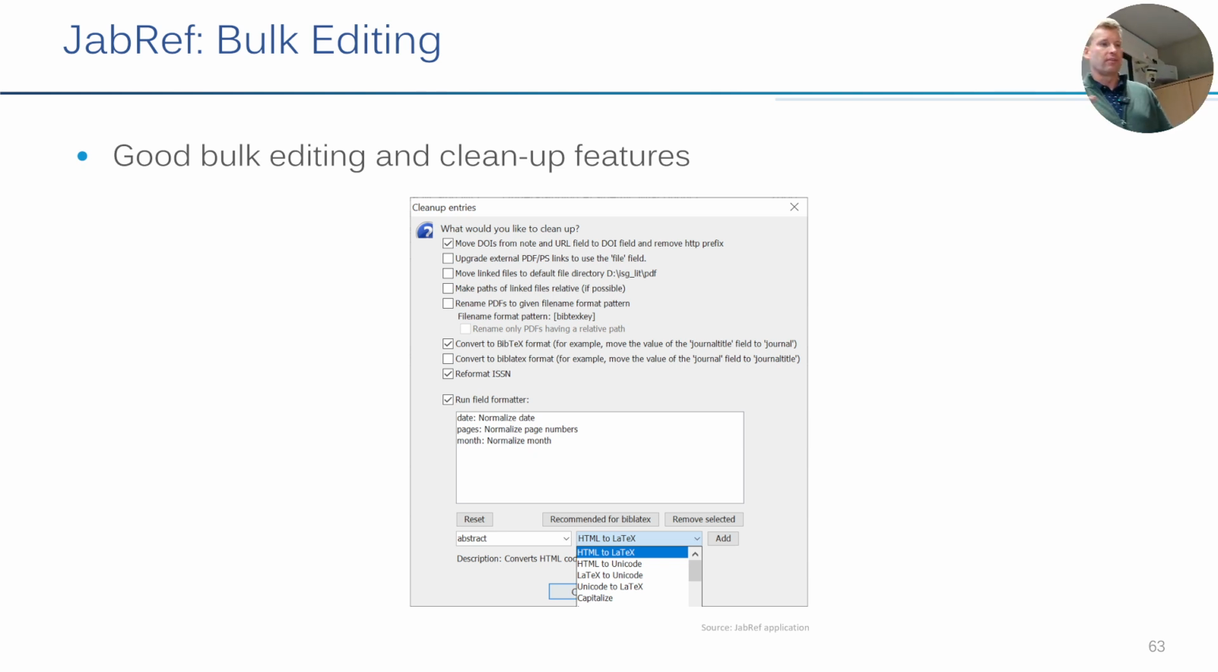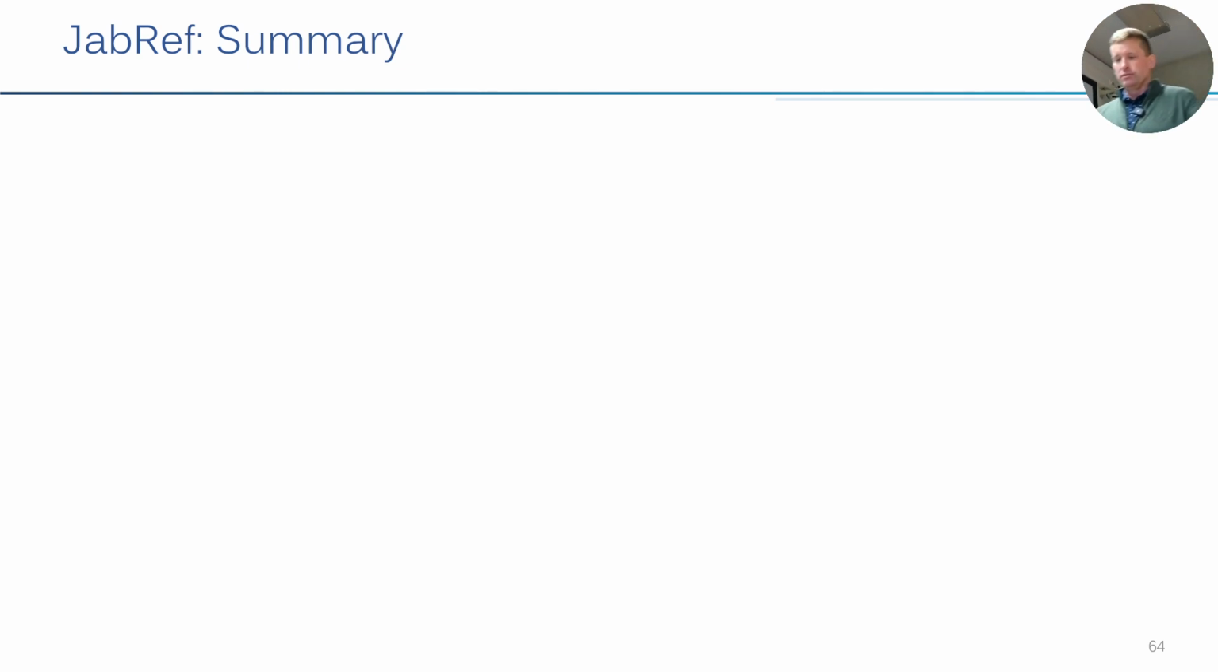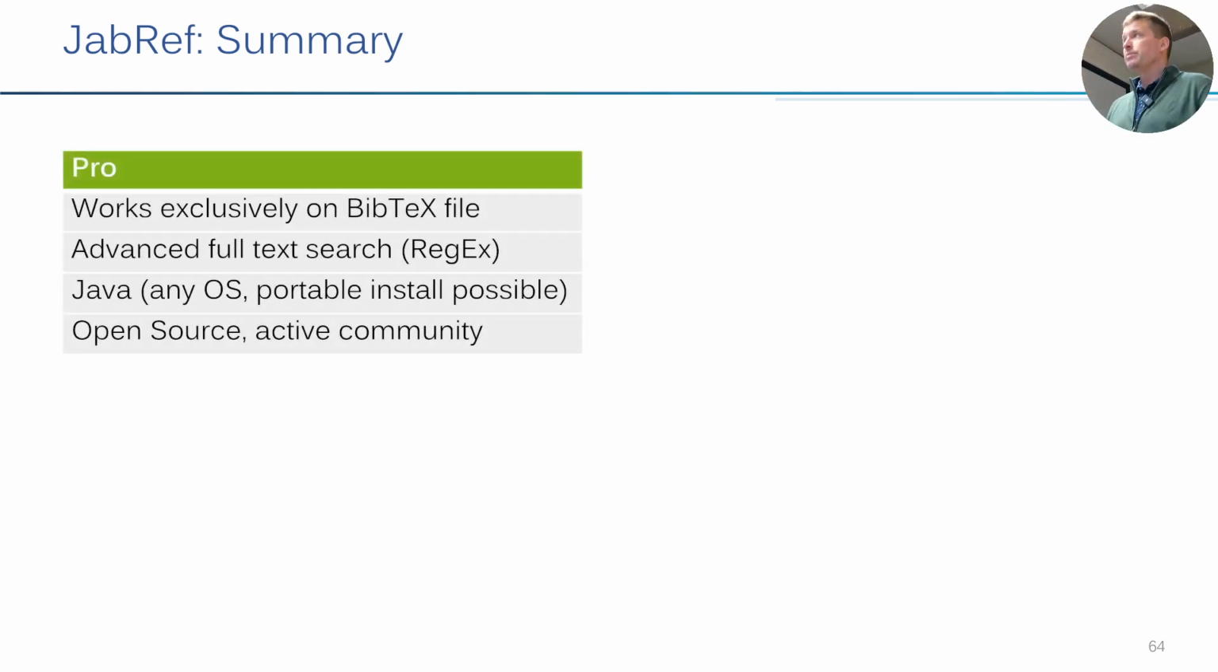And they also help you with typical cleanup features, like normalizing all the page numbers so that they have the same hyphen. That is really cool. So in summary, what is good about JabRef? It's very lightweight. And the storage is basically just a BibTeX file. Everything that they store happens in the BibTeX file. They have really good advanced search, like with regular expressions and so on.